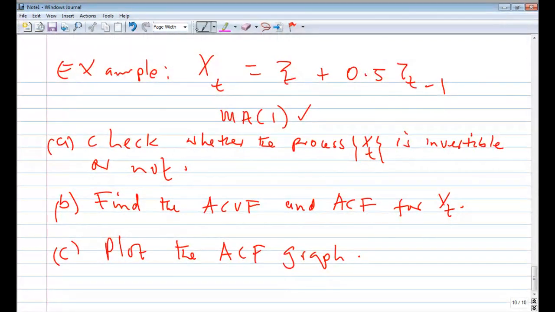Time up. Anyone who's having a solution? Is it invertible? It's invertible, sir, since theta 1 is 0.5 and theta 2 we don't have, which is 0. So it's invertible. The condition suffices: theta 1 is less than 1. You just find one condition because it's only one parameter. That means you have to check whether theta 1 is less than 1. So in this case, theta 1 is what? 0.5.